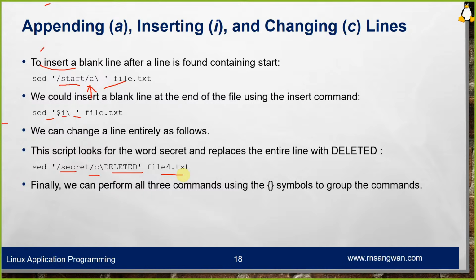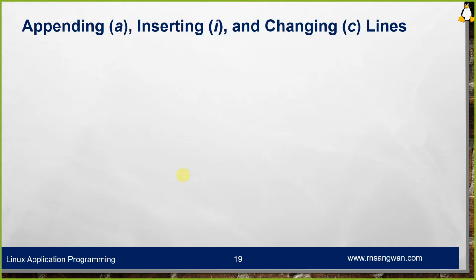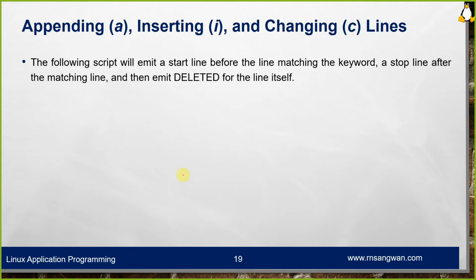Finally, we can perform all 3 commands using the curly braces symbol to group the commands. The following script will emit a start line before the line matching the keyword, a stop line after the matching line, and then emit a deleted line for the line itself. All 3 commands will be grouped together, and that is where we can write the script.